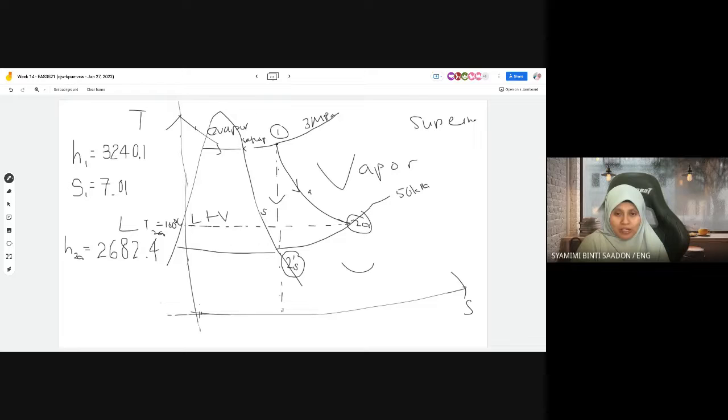For point 2S, what do we know about it? We know that the pressure is the same, 50 kilopascal. We don't have the value of the temperature of 2S, but what else do we have? What other parameter do we know about 2S? 2682 or 2687, both are okay. Both are fine. Both are correct.